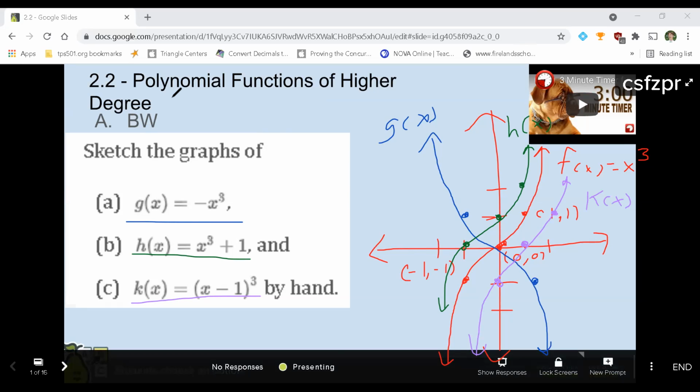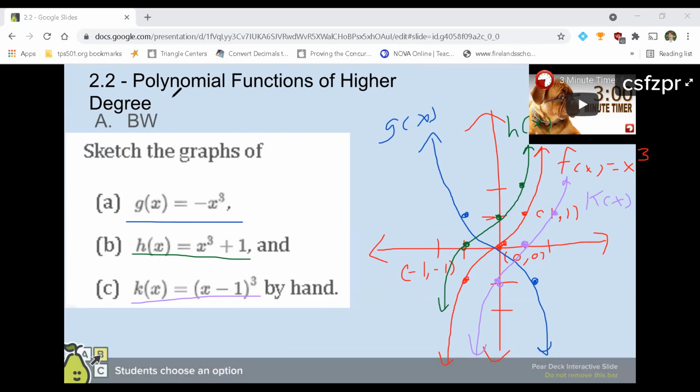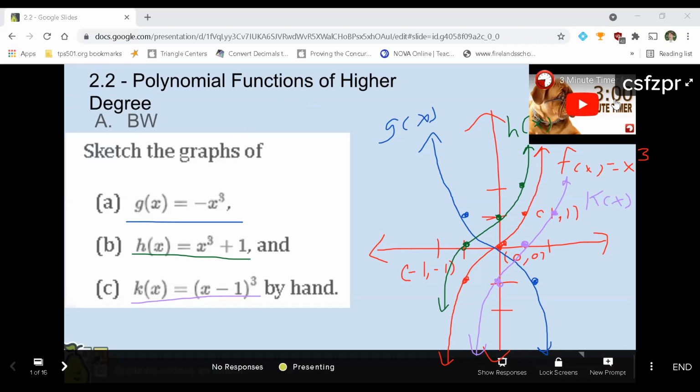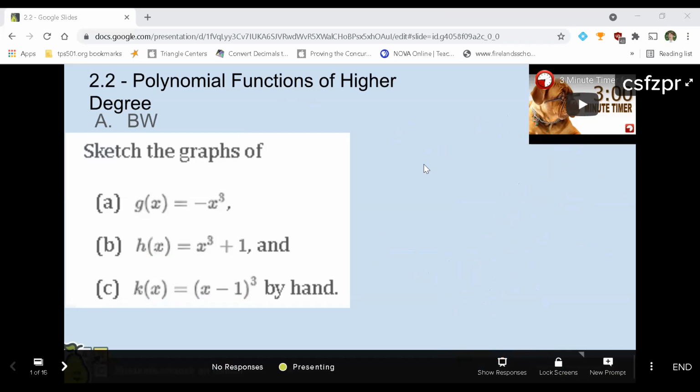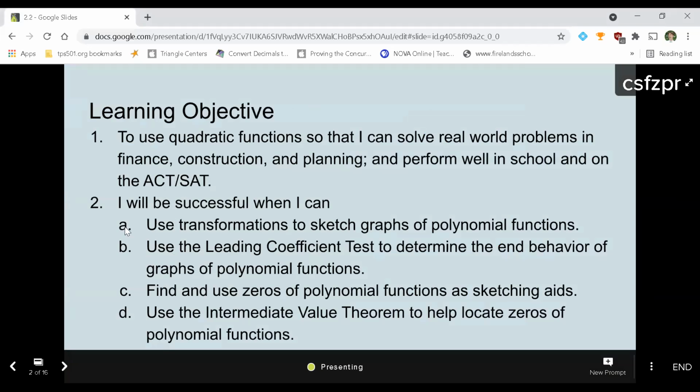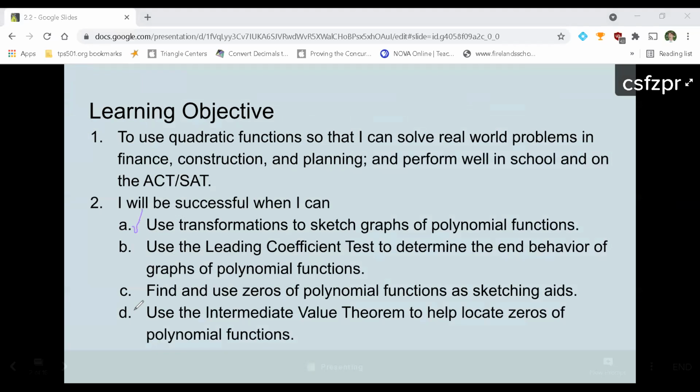Questions on the bell work? Okay, then today we're going to do 2.2, which is polynomial review. You have done this before. There are 4 things we need to do. We already did the first one. Boom. Use transformations to sketch graphs. Good job, you. Then we're going to do the leading coefficient test. That one's not too bad, in my opinion.